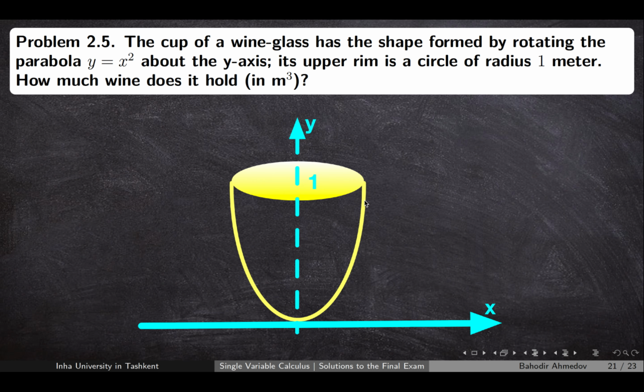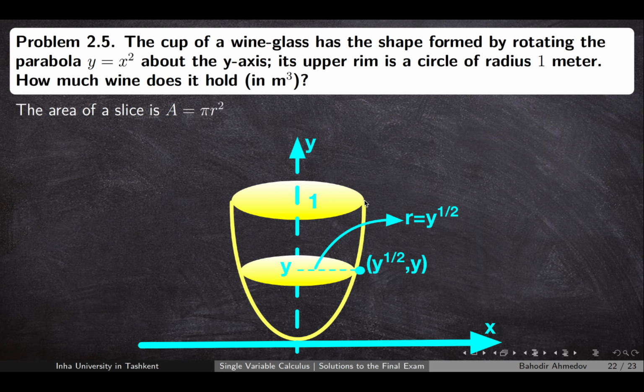Now the idea of finding the volume would be to cut this into many slices. If I cut this at some point y, the radius is going to be equal to the square root of y, because if I know y in this equation, I can find x by taking the square root of y, right? For example, if y is equal to 1 over 4, then x is equal to the square root of 1 over 4, because if you substitute the square root of 1 over 4, it's going to be 1 over 4 on the left.